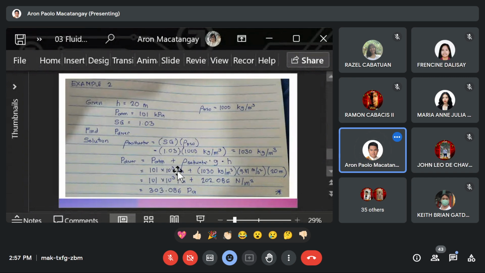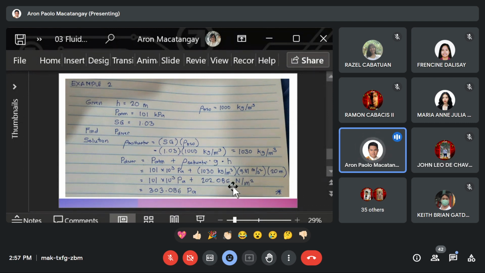Okay? So 10 to the third Pascal, that's your P atmospheric, then you add that to rho g h of salt water. The rho of salt water is 1,030, your g is 9.81, and your height from the free surface is 20 meters. If you combine these terms, you will get 302.086 Newton per meter squared. Combining these three units gives Newton per meter squared.